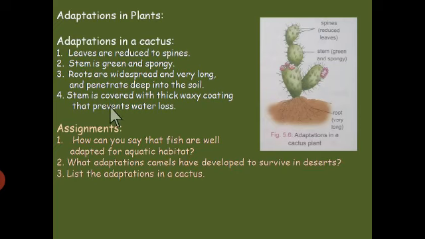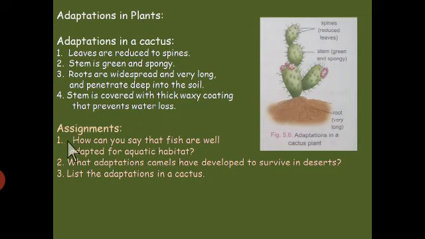Then the stem is covered with a thick waxy coating so that it can prevent the loss of water. The stem has a waxy coating so that there will be less transpiration and less loss of water. These are the adaptations in a cactus plant. With this we can understand what would be the adaptations in other plants of desert.